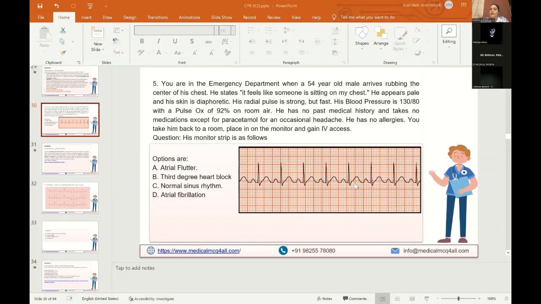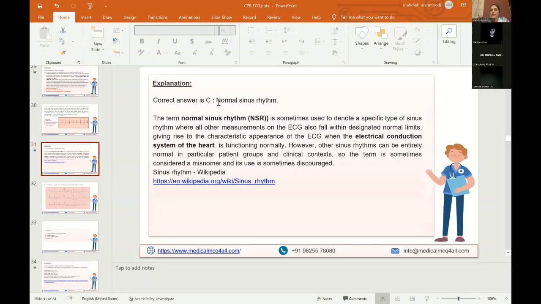For now, there is no conducting problem in the heart, or there is no ischemia that you can see in the ECG. Doesn't mean the patient doesn't have a cardiac problem, okay? So yes, this is a normal sinus rhythm, okay? So you have to do more investigations for this patient.